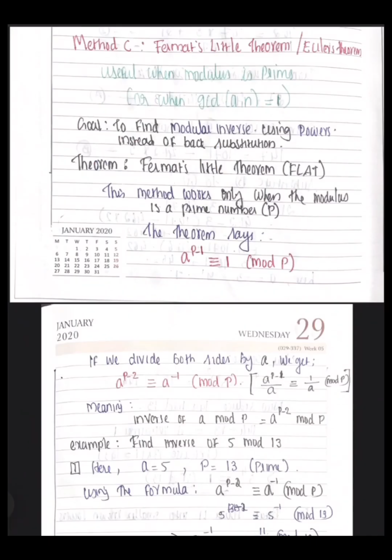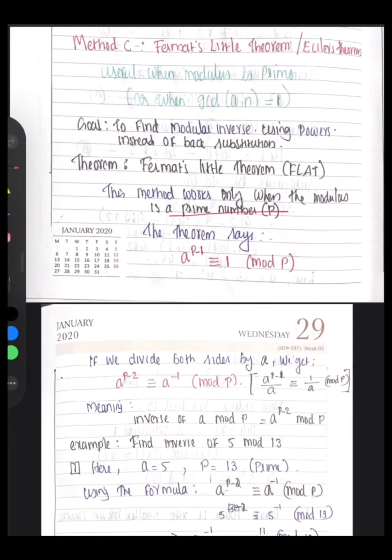Hi everyone. In this part, we are going to learn method C for finding the modular inverse using a very famous theorem called Fermat's little theorem. This method is super easy when the modulus is prime. What is Fermat's little theorem? The theorem says that this method works only when the modulus is a prime number.